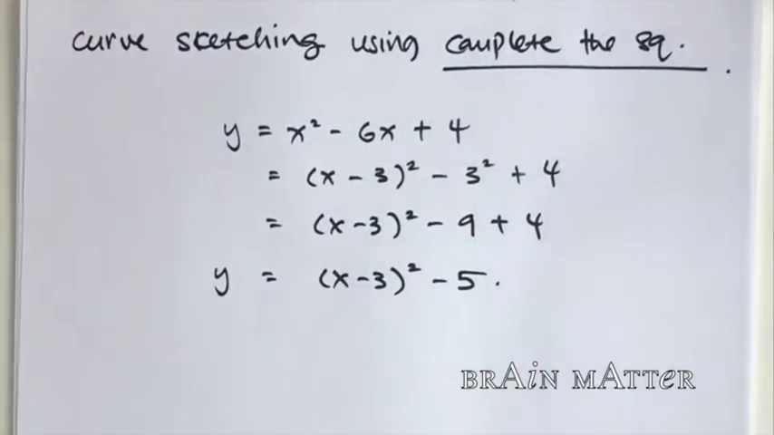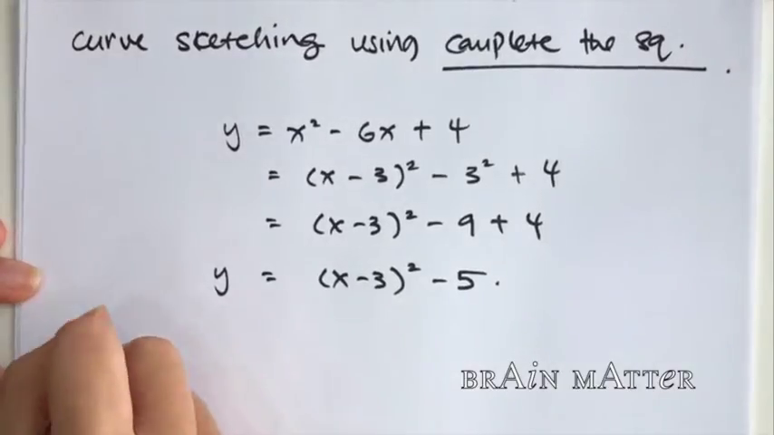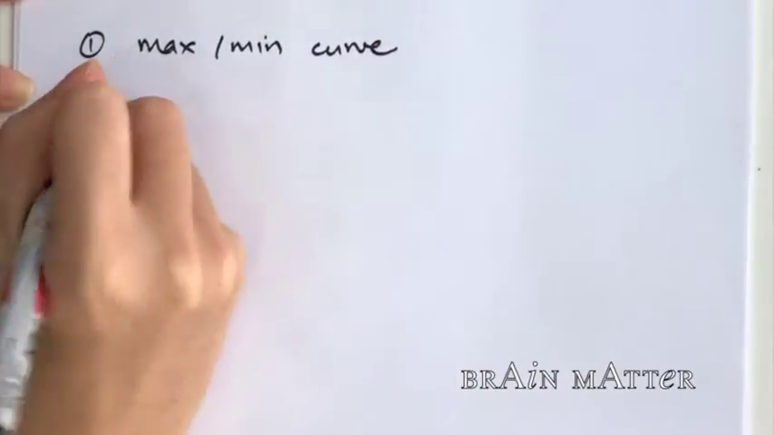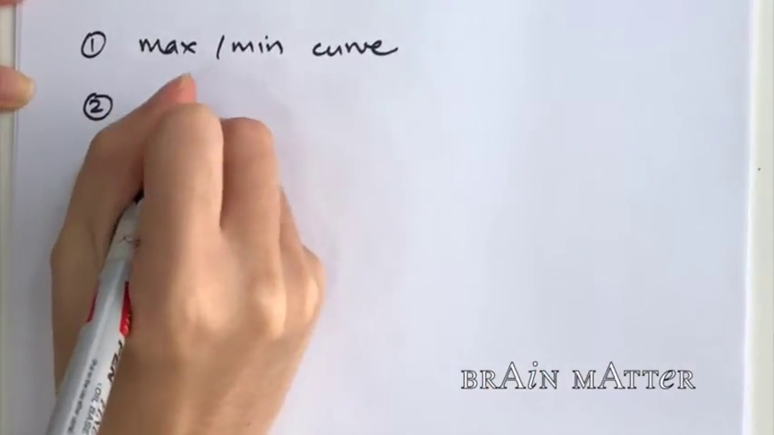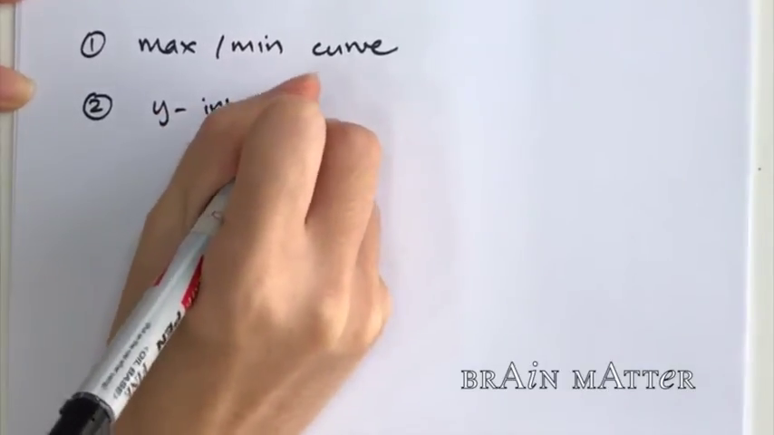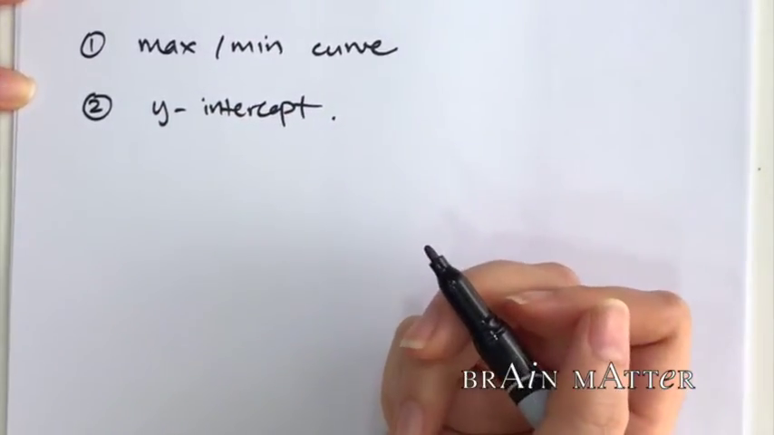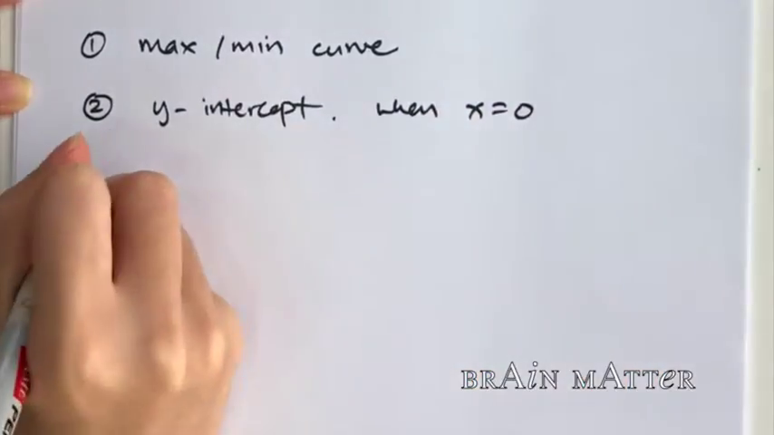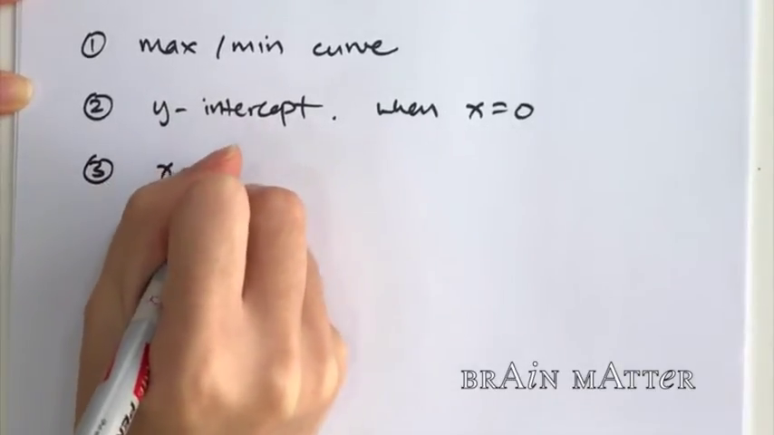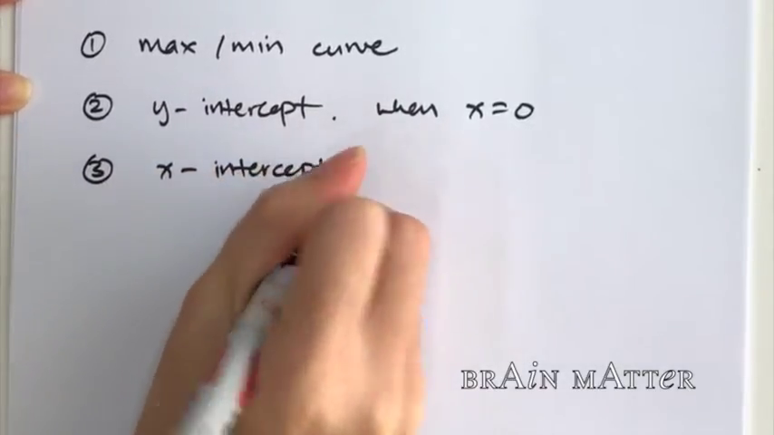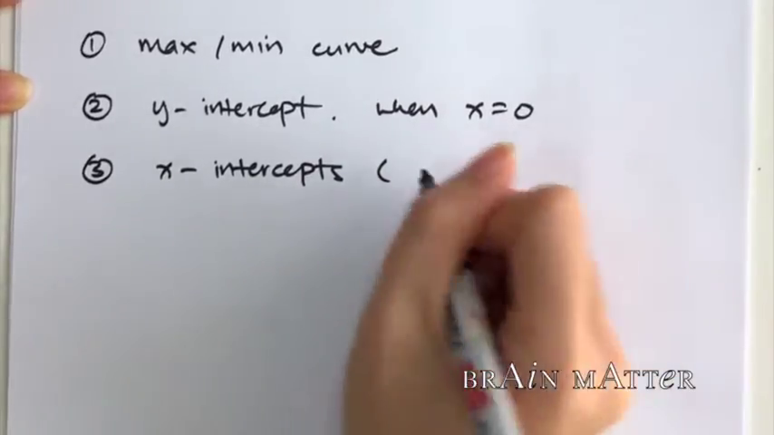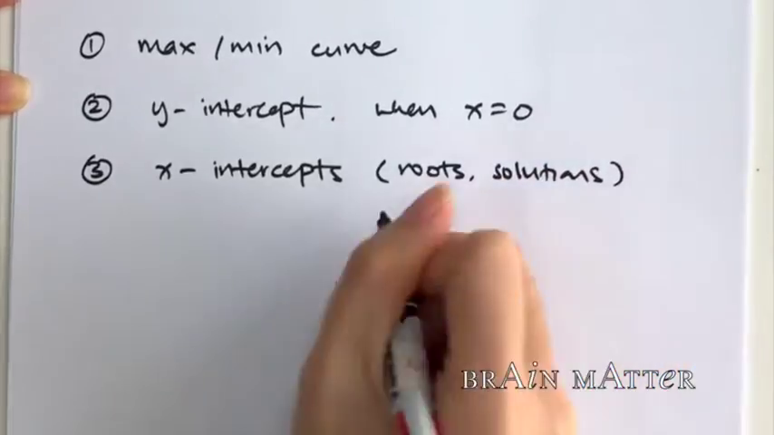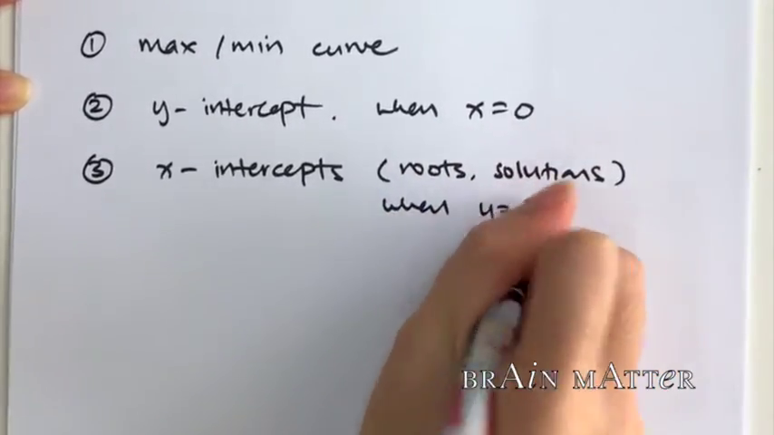So when we are sketching the curve, we need to know a few things. Number one, we need to know whether it is a maximum or a minimum curve. Number two, we need to know what the y-intercept is. When we talk about the y-intercept, we are talking about where the curve cuts the y-axis. So generally it's when x equals 0. The third thing we need to know is where the x-intercepts are. Sometimes the x-intercepts can be called roots, solutions, or simply when y equals 0.